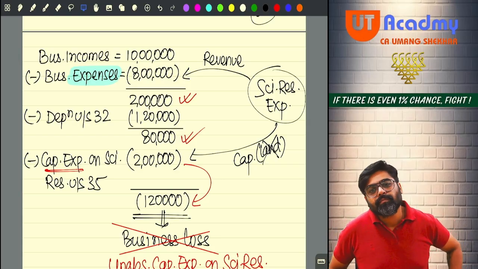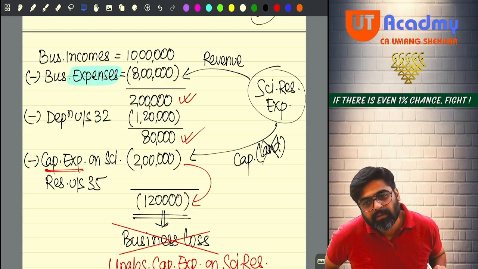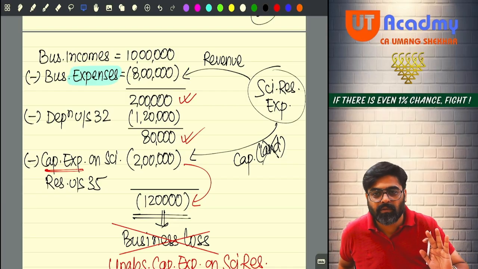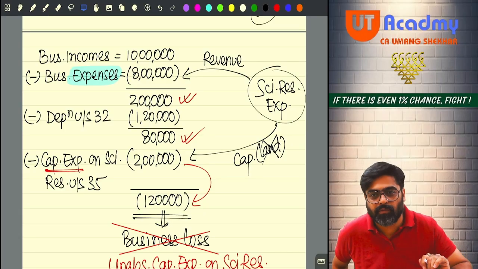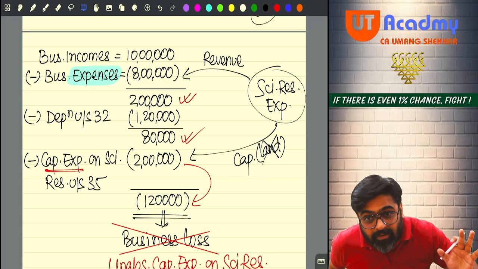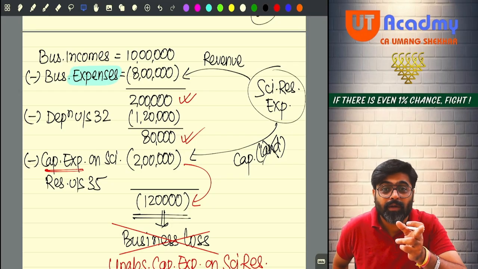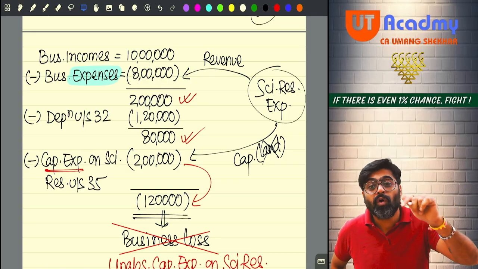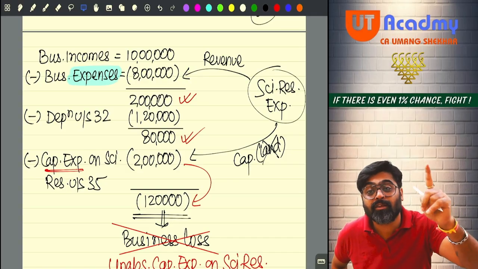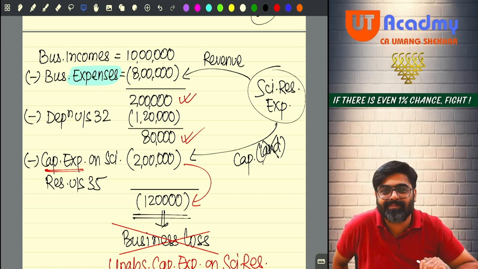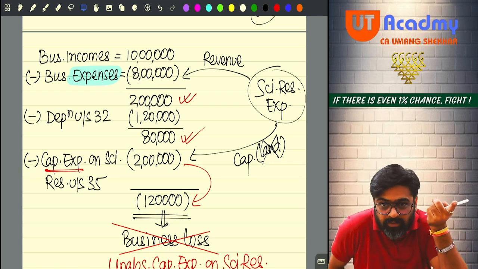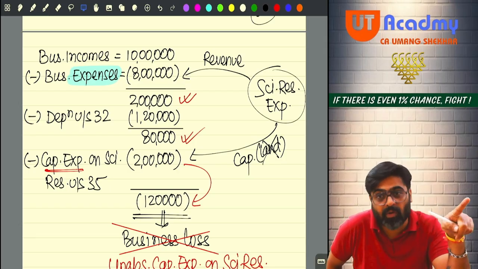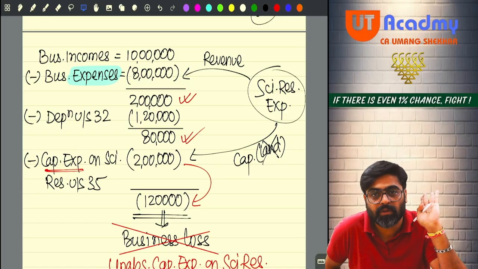Getting my point? And this loss will be allowed as a set off from any business income. No. Loss of specified business will be eligible as a set off only against profits of any other specified business only. Meaning that, do you have any other specified business? Yes. If that specified business has profit, from that profit, adjust the loss of this specified business.